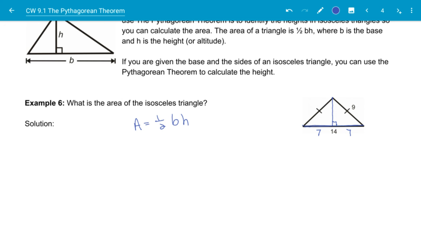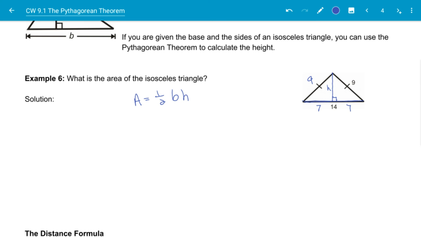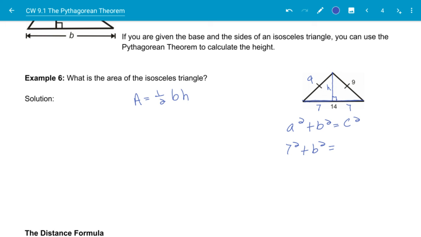And then what I can do is I can use the Pythagorean theorem to find the height of that triangle. So in this instance, my one leg is 7, the height is the other leg, and 9 is my hypotenuse. So I'm going to use the Pythagorean theorem. a squared plus b squared is equal to c squared. So I'm going to have 7 squared plus b squared is equal to 9 squared. So that will be 49 plus b squared is equal to 81.